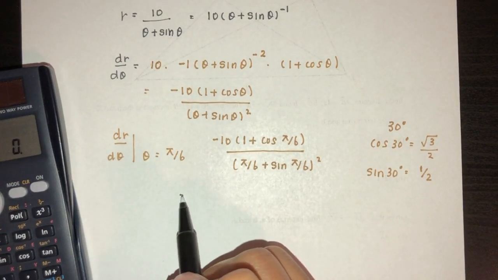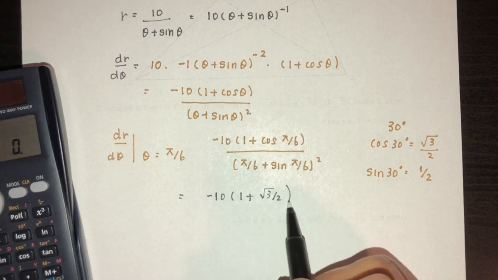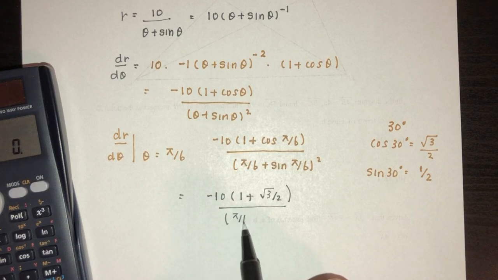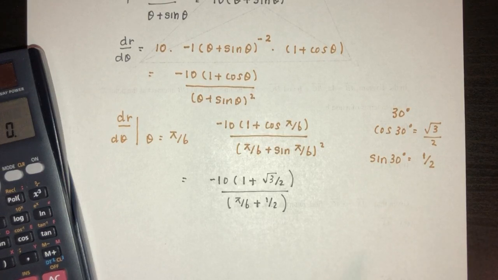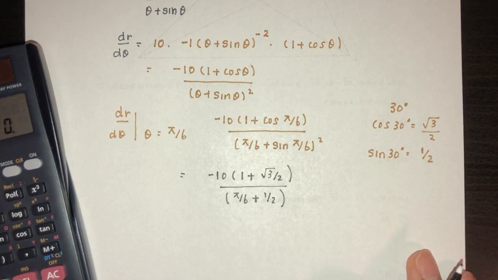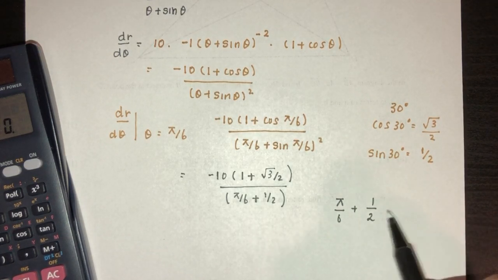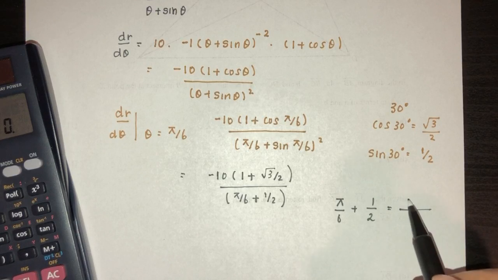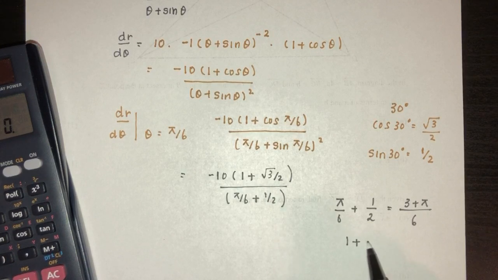Now let's replace back. You will have minus 10, 1 plus root 3 over 2 divided by pi by 6 plus half. Now if you want to simplify, we can simplify, or if not, we can stop right here. Let's see what we can do. Okay, so let's simplify the bottom first. The bottom we have pi over 6 plus 1 over 2. So we have to make it the same base, which is 6. That will be 3 plus pi, right? How about the top? The top we have 1 plus root 3 over 2. Same base, which is 2. That will be 2 plus root 3.